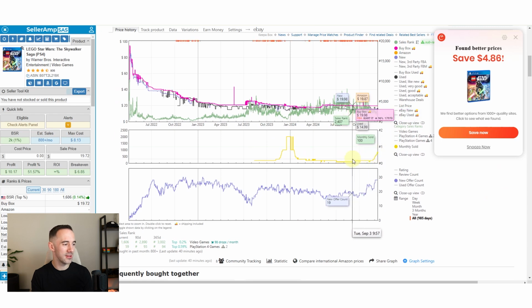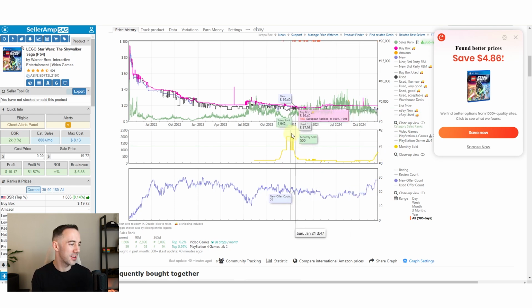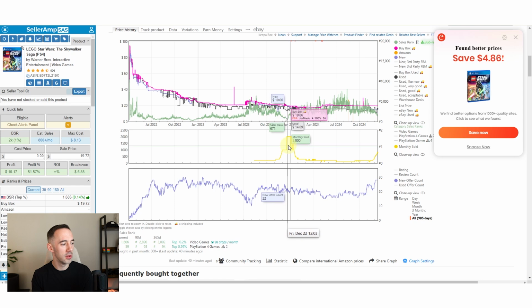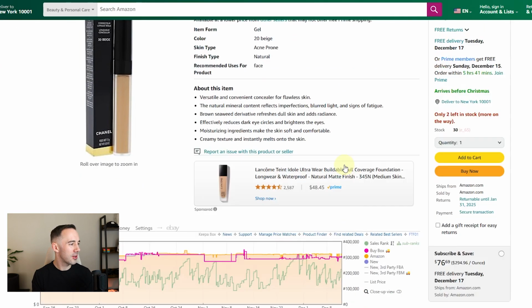So it gives me a good idea. I can see historically, that's really been about 200, maybe even down to 100. But recently, it's come up really, really high. Now it's 800, so it's growing. More and more people are buying this. And I can see even historically, back in January, this was selling even 2,000. But before that, it was about 200 per month. So it gives you a good idea over time. Now let's go back to this product.